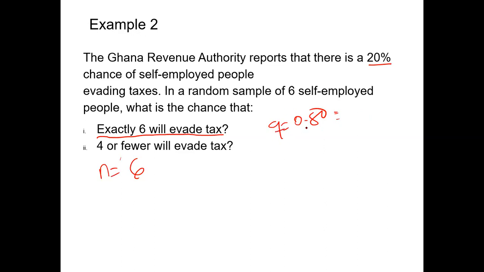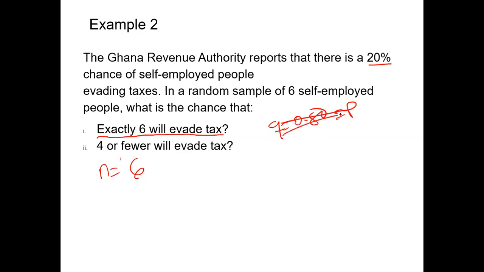The kill, which is the probability of failure here. If the question read like exactly 6 will not evade tax, it means that the researcher wants to find out those who will not evade tax. That means that the probability that they will not evade tax will now become the probability of success. That would have been your P. Okay, so let's have that in mind.